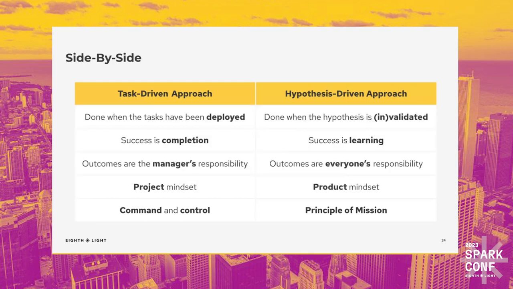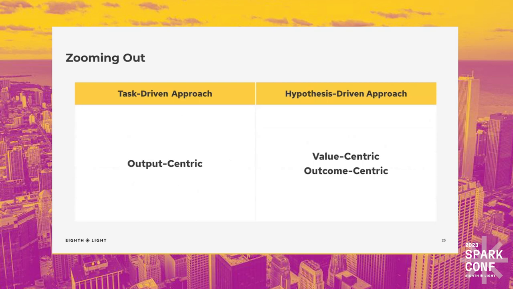So if you zoom out a little bit and squint your eyes, you can kind of see that on the left, we've got an output-centric mode, and on the right, we've got a value-centric or outcome-centric perspective. And if you zoom out a little further, on the left, we're primarily focused on the what, and on the right, we're focused on the what in service of the why.